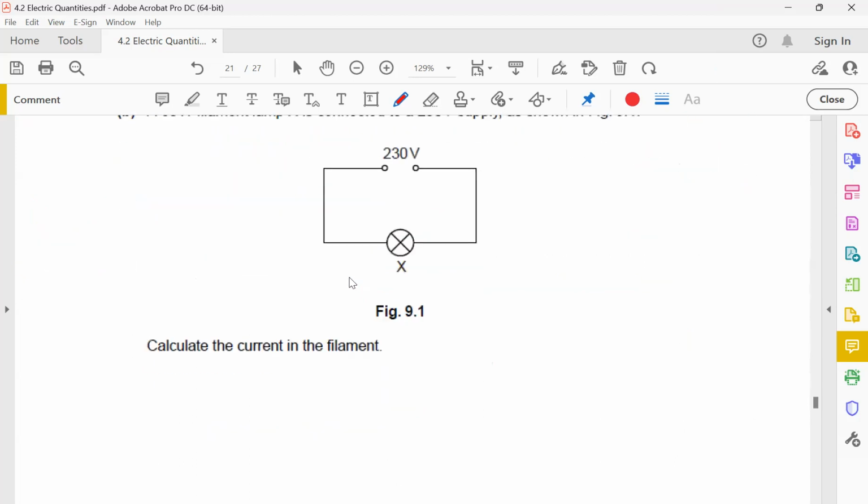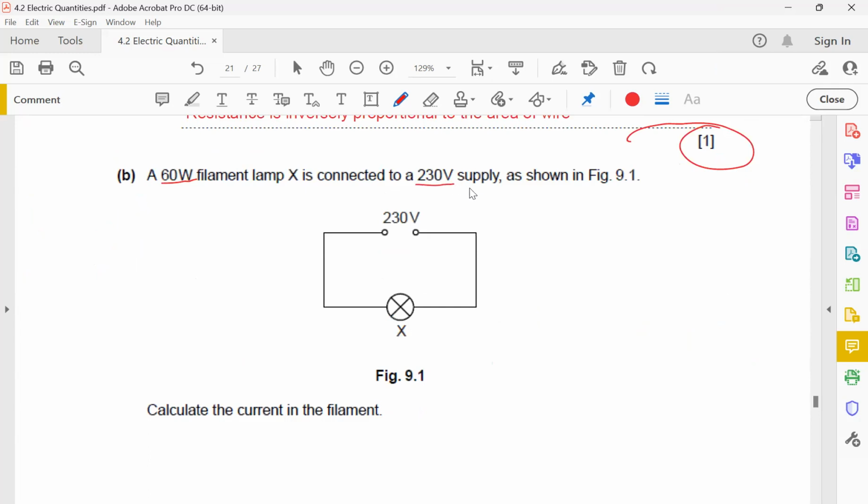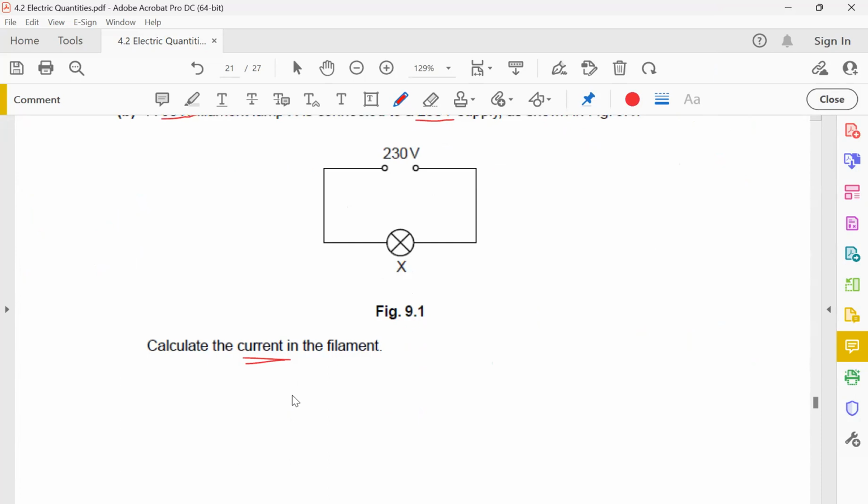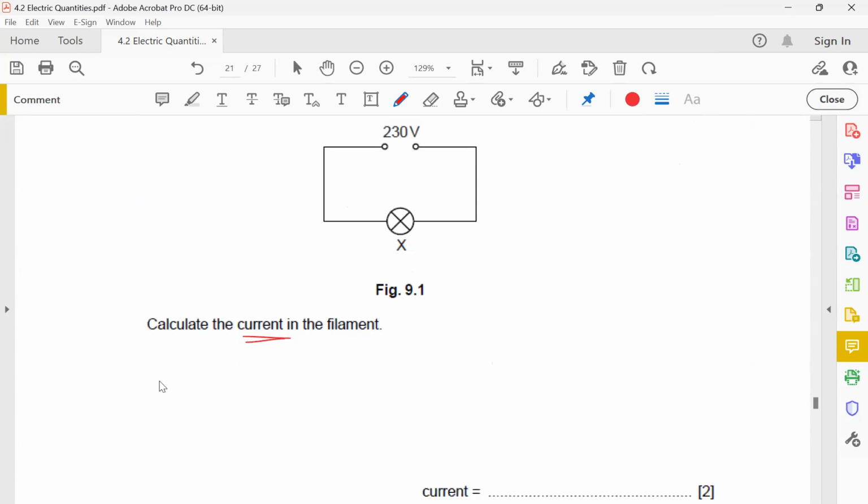Then moving on to the next part. A 60-watt filament lamp is connected to 230 volts. Always label your information, guys, because it's going to get hectic later on. Then after they ask you to calculate the current, you have power, you have voltage, you are asked to find current. The only logical formula that will equate all these 3 things together is the power formula, right? Which is equal to VI.